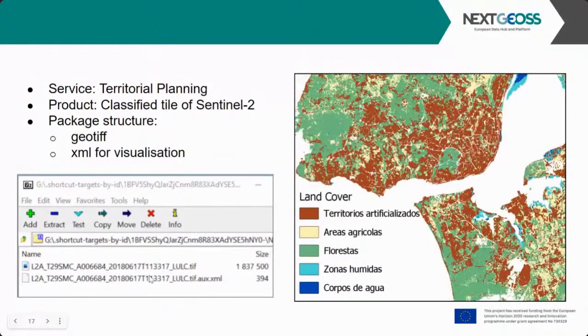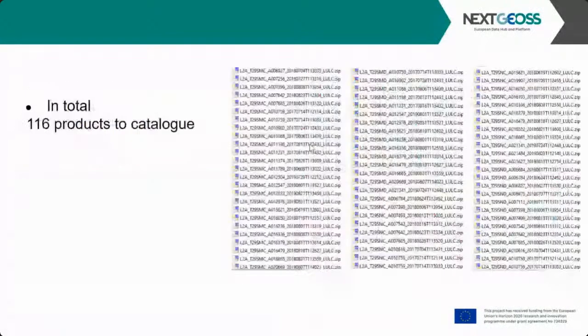Our package contains the TIFF, the main product where you have a classified image like this, and an XML file, but this XML file contains only names of classes. So the XML file that you see here was developed only for visualization purposes of this product on your right side. During the work for NextGEOSS, we developed in general 116 products, and I wanted to have all these 116 products cataloged in NextGEOSS.